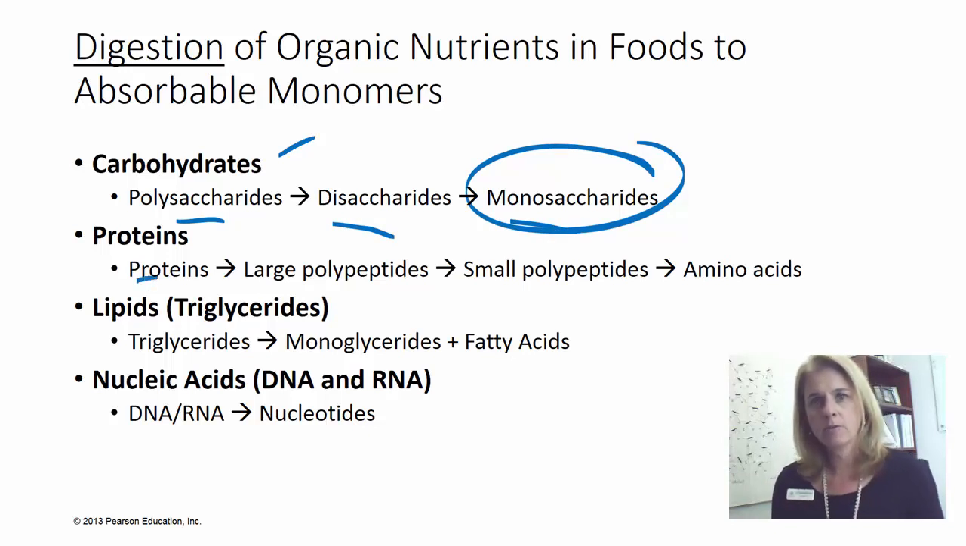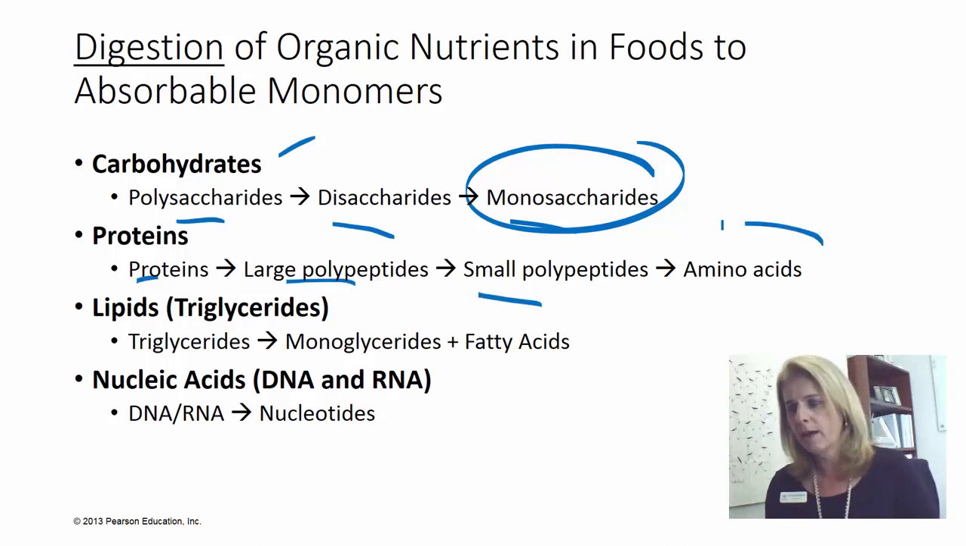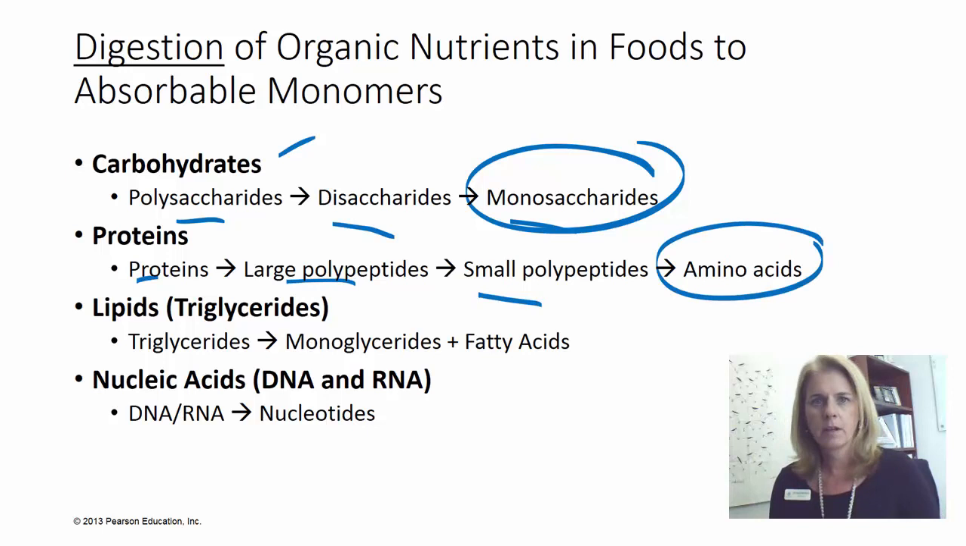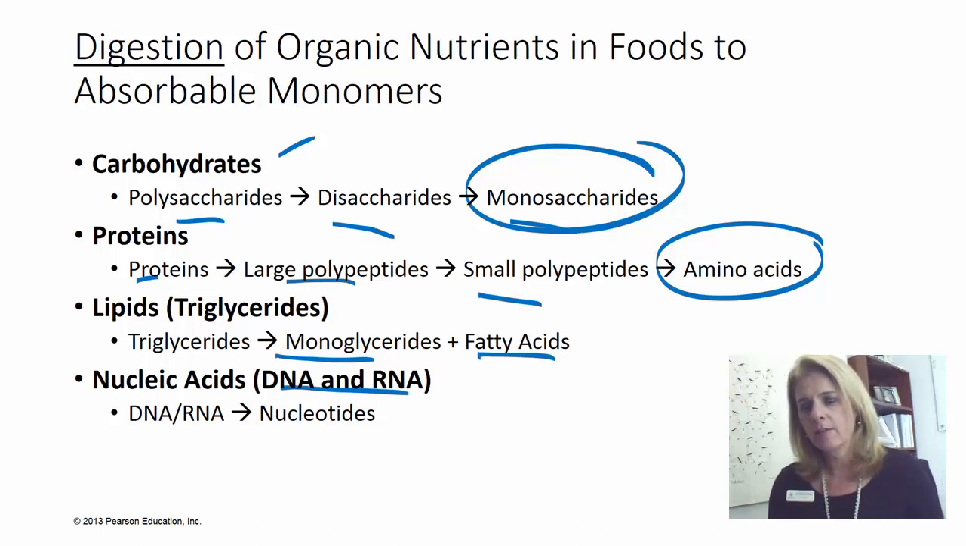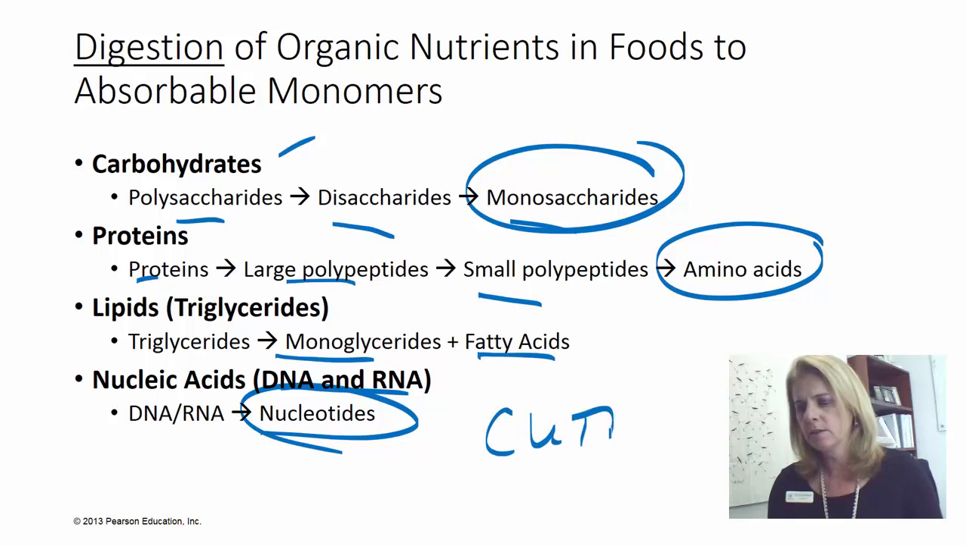Proteins, they're going to be broken down into large polypeptides and then smaller polypeptides and then amino acids. Your lipids, your fats, your triglycerides, they're going to be broken down into monoglycerides and fatty acids. That's what we can actually absorb and use. And we even break down nucleic acids, your DNA and your RNA. And they're going to be broken down into those nucleotide bases. Remember the C and the U and the T and the A and the G and all those things we talked about with DNA and protein synthesis and all that good stuff way back.